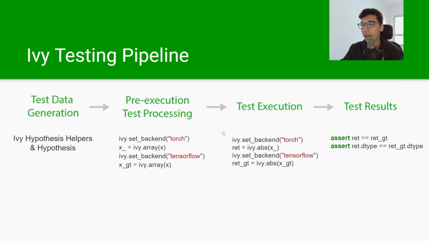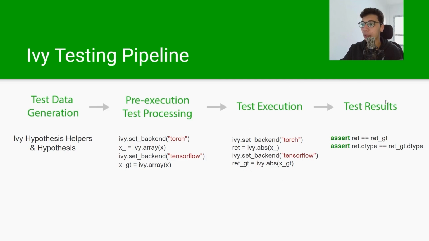So remember that we said in Ivy, we don't do full property-based testing, but instead we compare across backends. And that is, we know for sure that these two functions should return the same output regardless of the backend that is being set. So in that case, we call the Ivy function using the Torch framework, and we call the Ivy function using the TensorFlow framework, and we store both of these results.